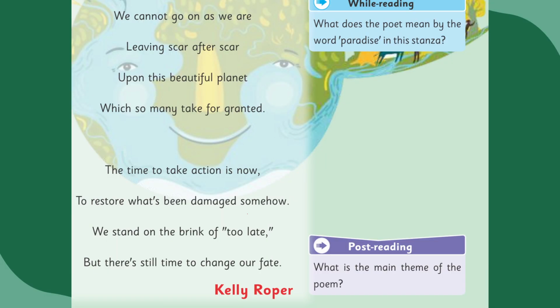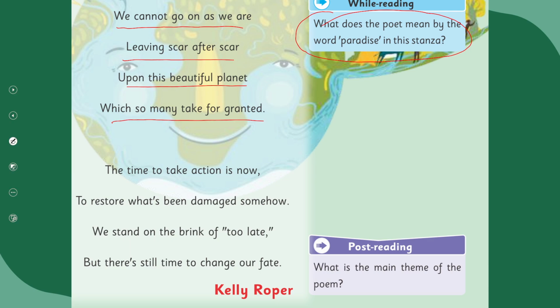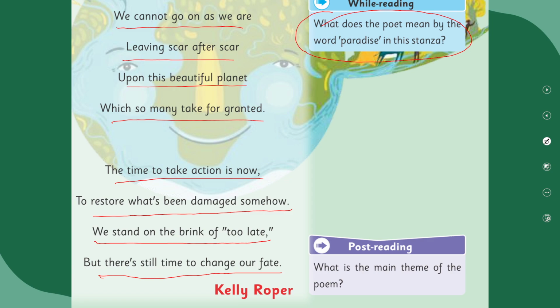Now, again, we have a while reading question: what does the poet mean by the word paradise in this stanza? Now, we cannot go on as we are, leaving scar after scar upon this beautiful planet, which so many take for granted. The time to take action is now, to restore what's been damaged somehow. We stand on the brink of too late, but there's still time to change our fate.